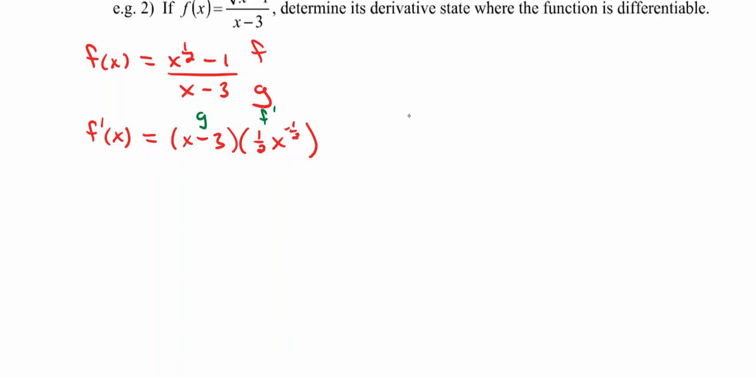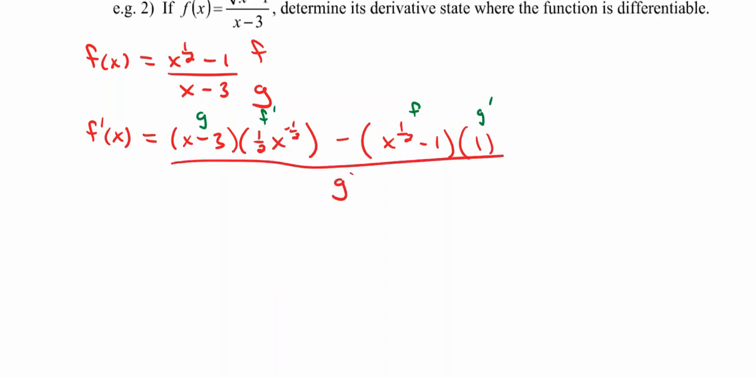Okay, and then minus, so then it would be just f. So that would just be writing out x to the 1/2 minus 1. All right, that was my f. And then g prime, right? So what's the derivative of x minus 3? Well, that's just 1. There you go.